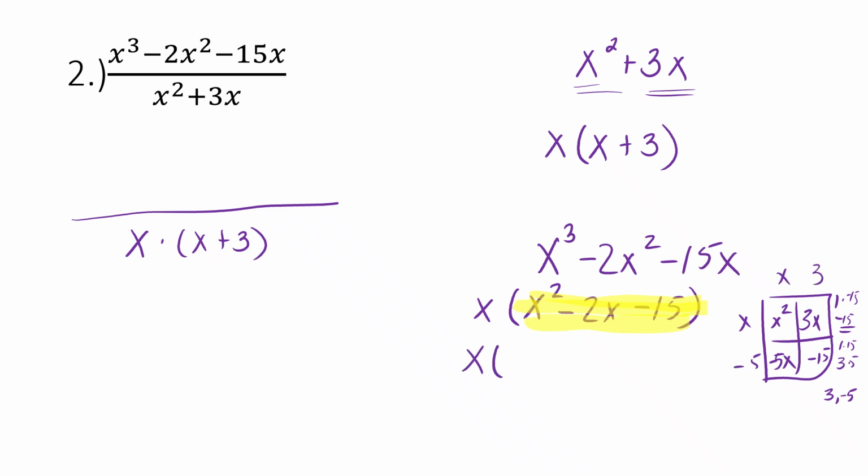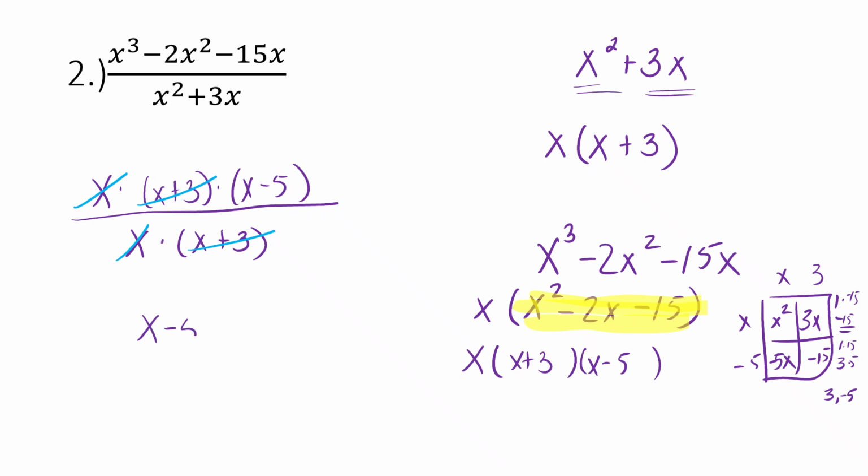So that ends up being x plus 3 and x minus 5. So my numerator is x times x plus 3 times x minus 5. And anything that is in common, I can cancel out. So x over x is 1. x plus 3 over x plus 3 is 1. And I am left with x minus 5.